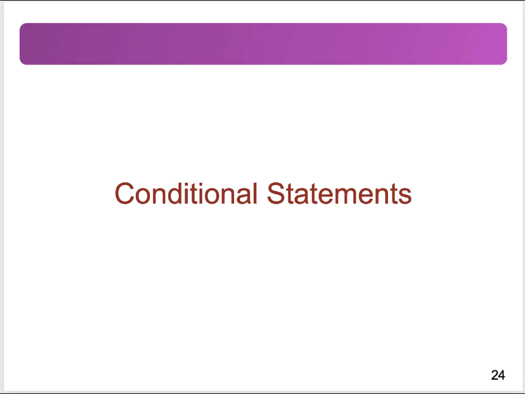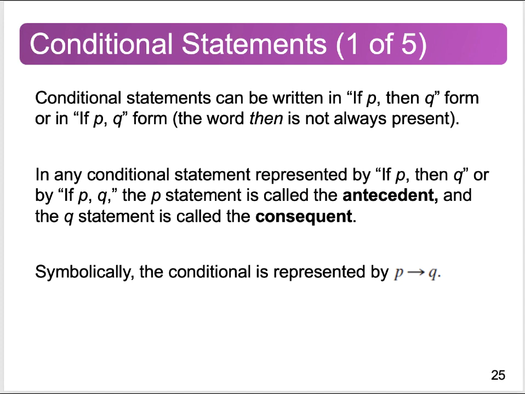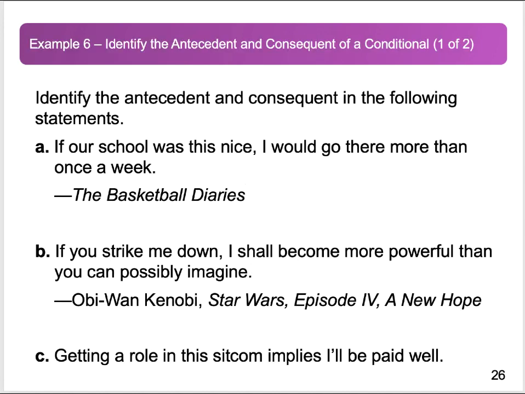Conditional statements are an important type of statement that we want to look at pretty closely. You would write this if P, then Q. Sometimes you don't write the then, but you would use a comma. Any conditional statement represented by if P, then Q, or by if P, comma Q, your P statement, the part that's with the if, is called the antecedent. The Q statement is called the consequent. We would write this P arrow Q, where you're always pointing from the antecedent to the consequent.